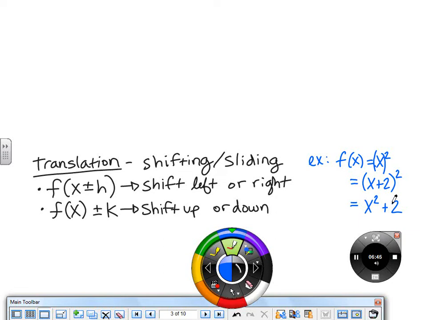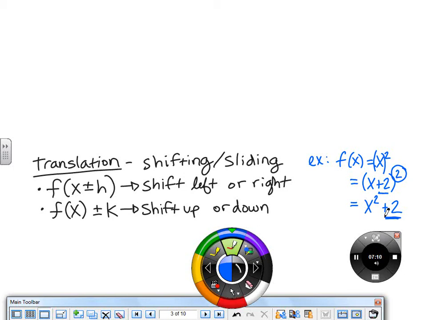Oh, I just picked 2 as an example. So if I wanted to move it specifically 2 spaces, you could pick whatever number you want. I just wanted to show you the difference between when it would be a horizontal shift. It would be happening inside of the square with the x, whereas when it's a vertical shift, it's happening after the squaring of the x is already done. Okay? All right. Any questions that you guys have on translations?